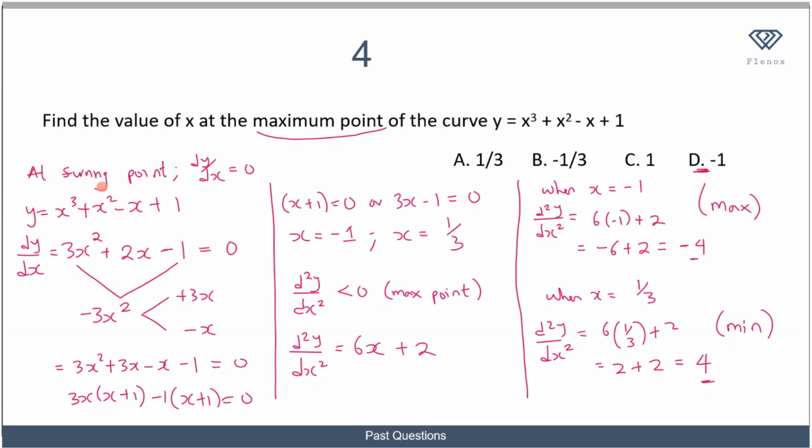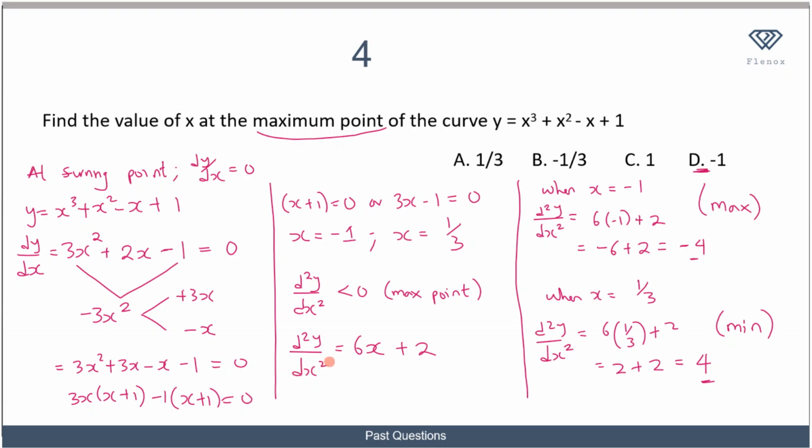So to recap, what we did was to find the values of x using the condition that at our turning point dy dx is 0. And we got two values of x, but we could not tell which was the maximum and which was the minimum point. So we applied our test by finding the second derivative. If the second derivative is less than 0, it's our maximum point. If it is greater than 0, it is our minimum point. And if it is equal to 0, it's our point of inflection.